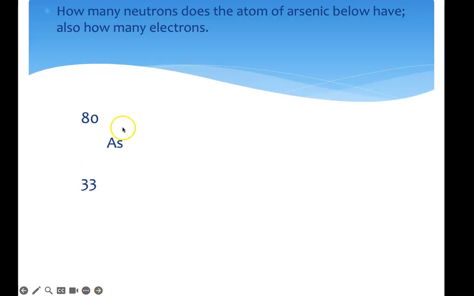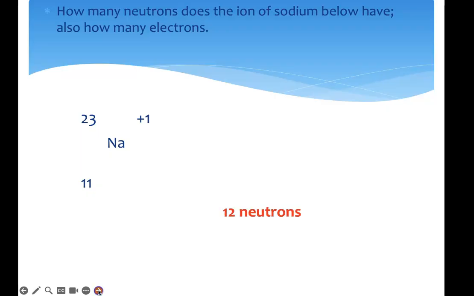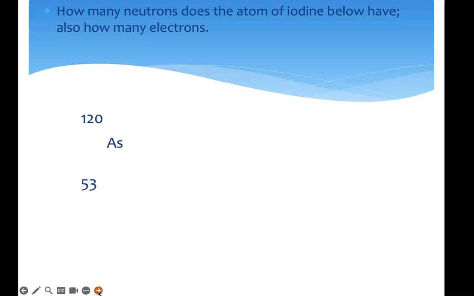All right, see what you can do with this one. So I've written the atoms for you so you can see which atom we're talking about. How many neutrons does it have, and electrons? You could also, of course, do protons. Yes, so hopefully you were thinking 47 neutrons and 33 electrons because it is an arsenic atom. How about this one? So hopefully you were thinking 12 neutrons and 10 electrons because it is a sodium ion, having given one away. How about this one?